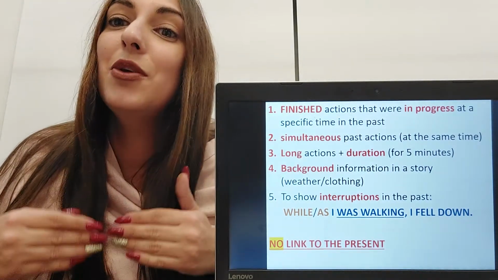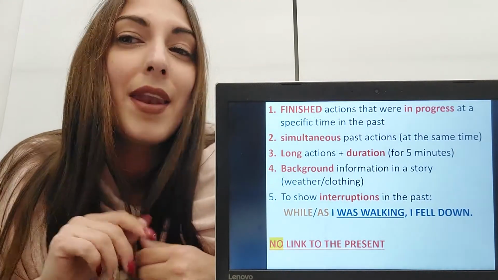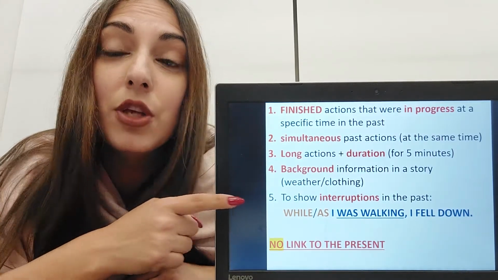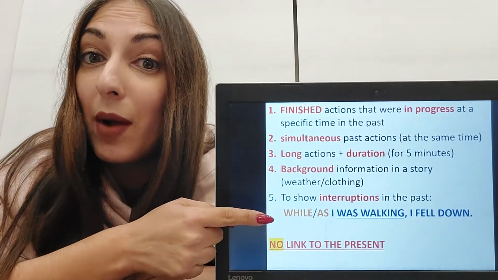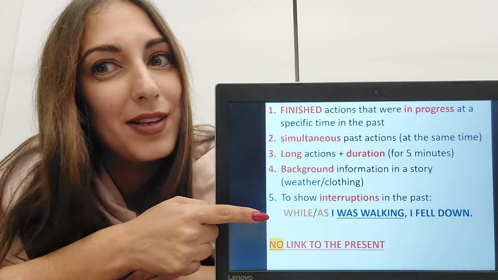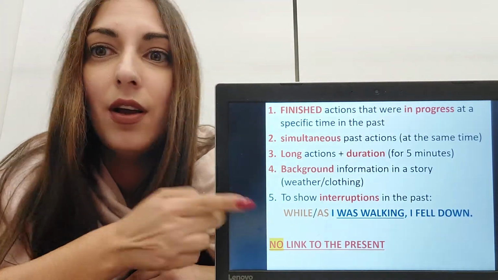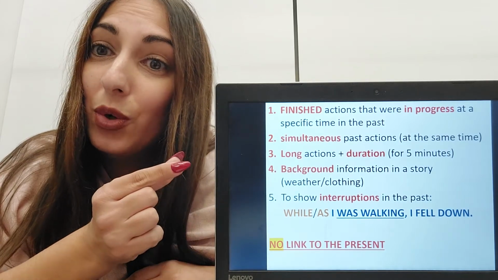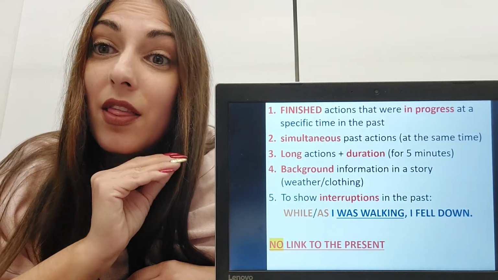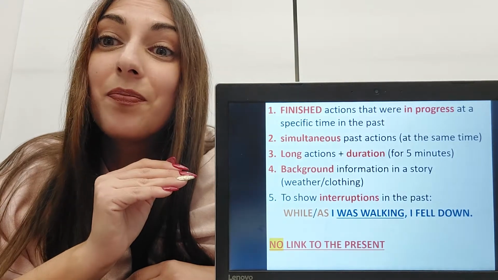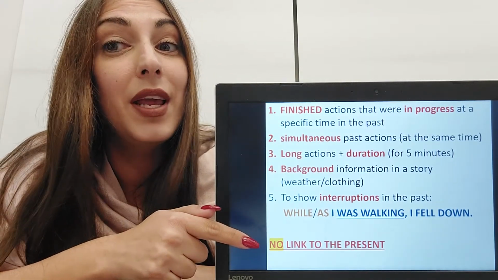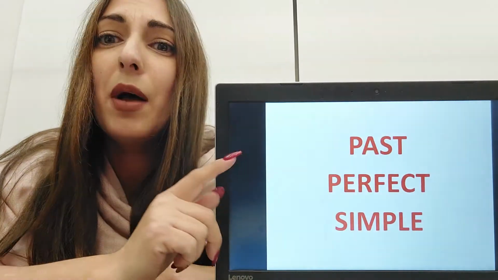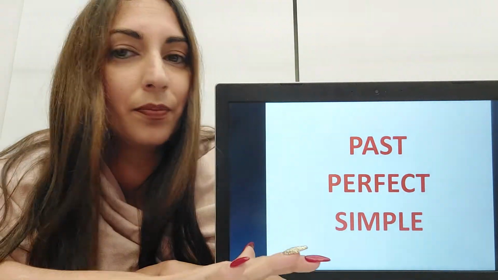This shows continuity, duration. Now I can also use past continuous to talk about an interruption. So for example, while I was walking, long action, or as I was walking, long action, interruption, I fell down. So the interruption is with past simple because it's short, but the long action is with past continuous. Once again, you'll notice there is no link to the present. Let's move on. Now, past perfect simple.